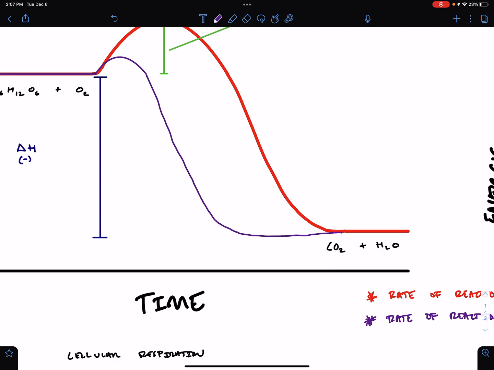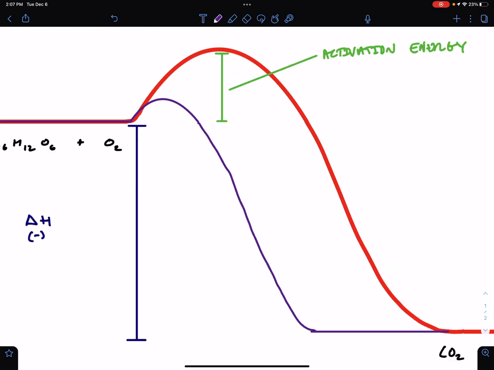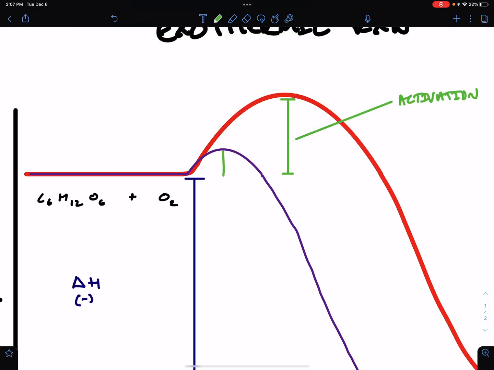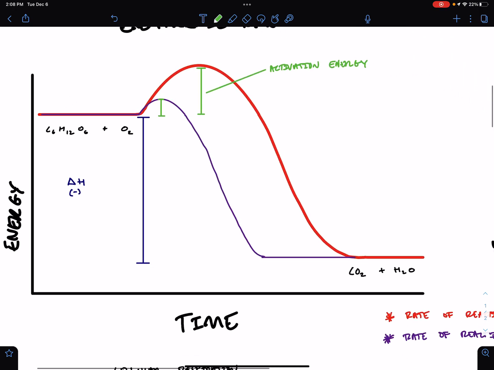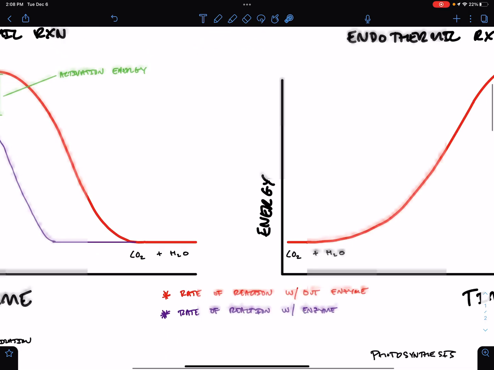Oh, that wasn't so bad. This shouldn't dip lower than over here. Maybe I'll try it one more time. I'll try a line like this. Okay. So our rate of reaction is going to be sped up like that. So our total activation energy here has been lowered because we supplied an enzyme to this reaction, even though the delta H remains unchanged.